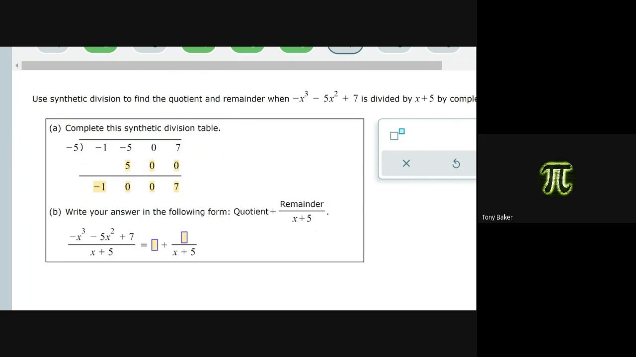I see the deer in the headlights. The zeros kind of make this, as funny as it sounds, like, oh, it's easy, it's all zeros. That's easy to confuse things, though. It's really quick to make mistakes. So you're always multiplying this and then putting it there. So -5 times -1 is 5. And then you always add. So -5 plus 5 is 0. And now we multiply again. You always multiply times the bottom and then put it there and then add. So 0 plus 0 is 0, and 7 plus 0 is 7.